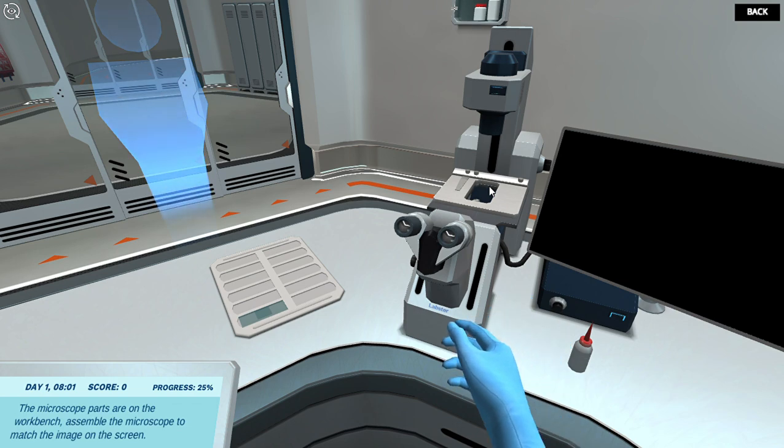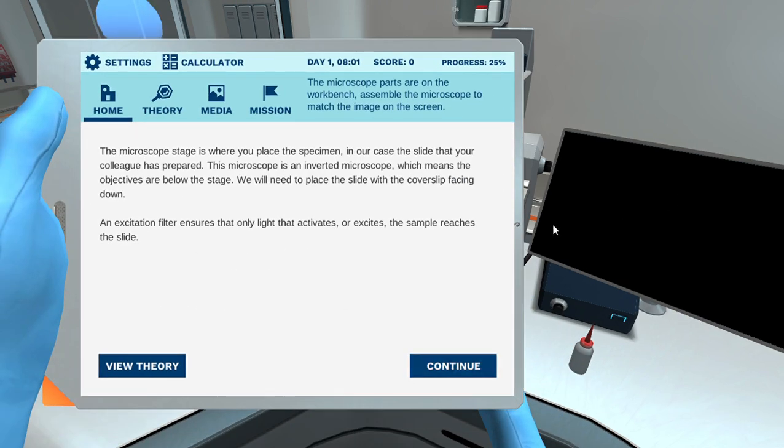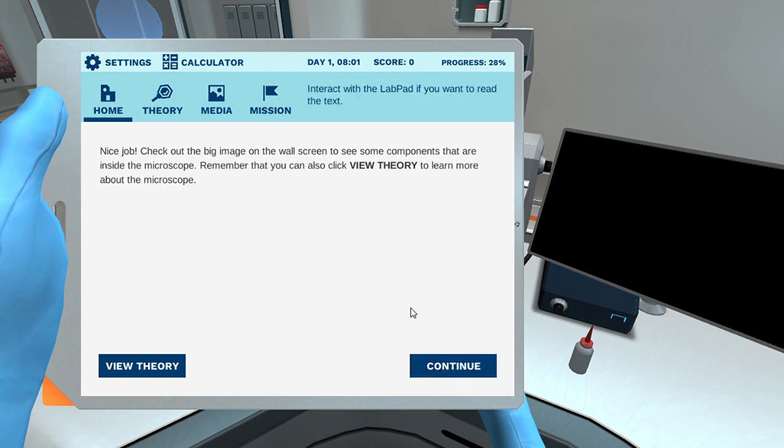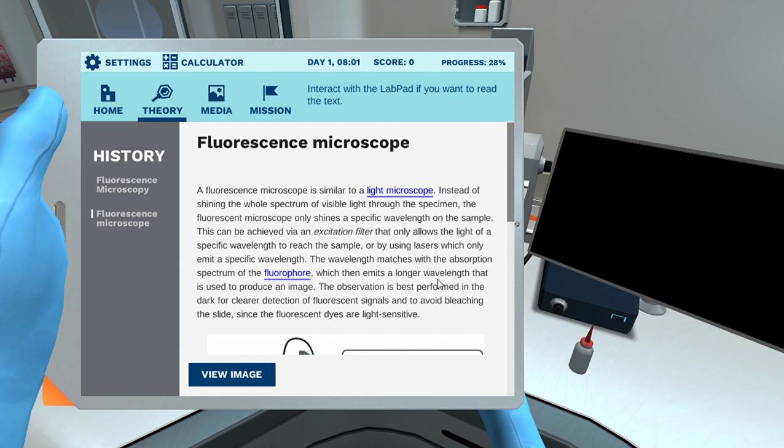The microscope stage is where you place the specimen. In our case, the slide that your colleague has prepared. You assembled the microscope, nice job! Check out the big image on the wall screen to see some components that are inside the microscope. Remember that you can also click View Theory to learn more about the microscope.